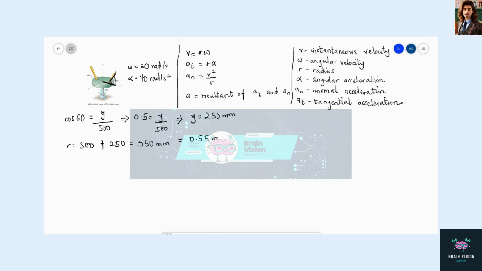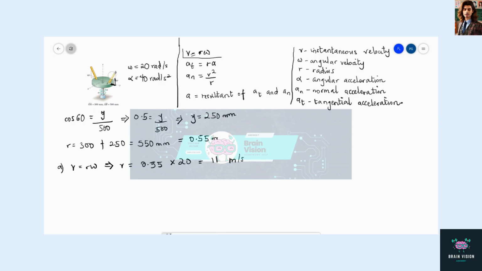Next, we can just plug it into the formula for the velocity, and we get our velocity. So V is equal to R omega, and V is equal to the radius 0.55 times omega 20, and that's equal to 11 meters per second. We need to take our direction into account.